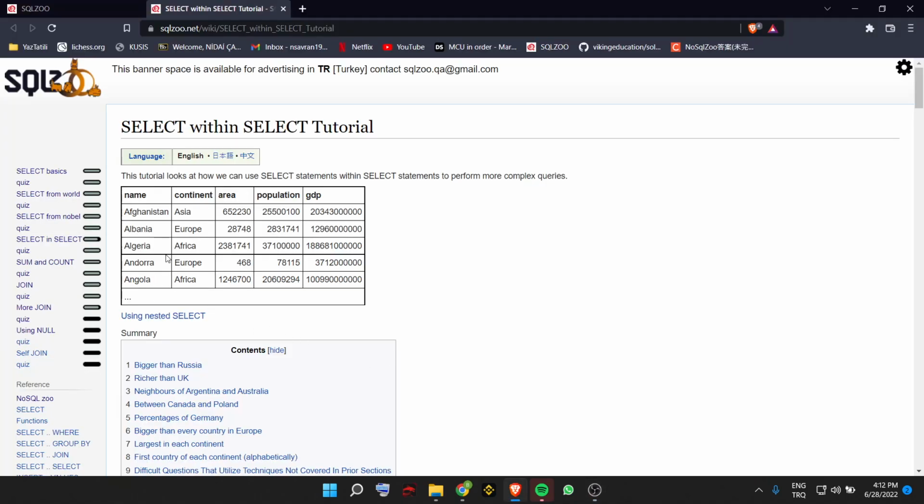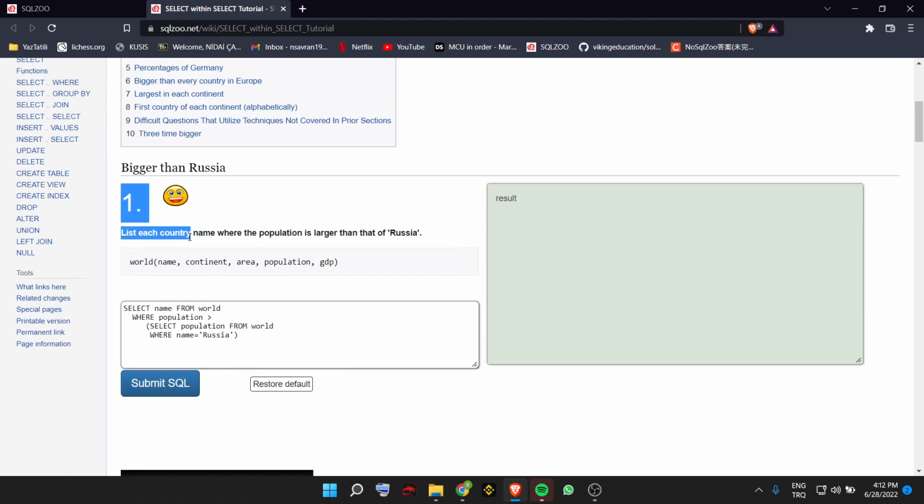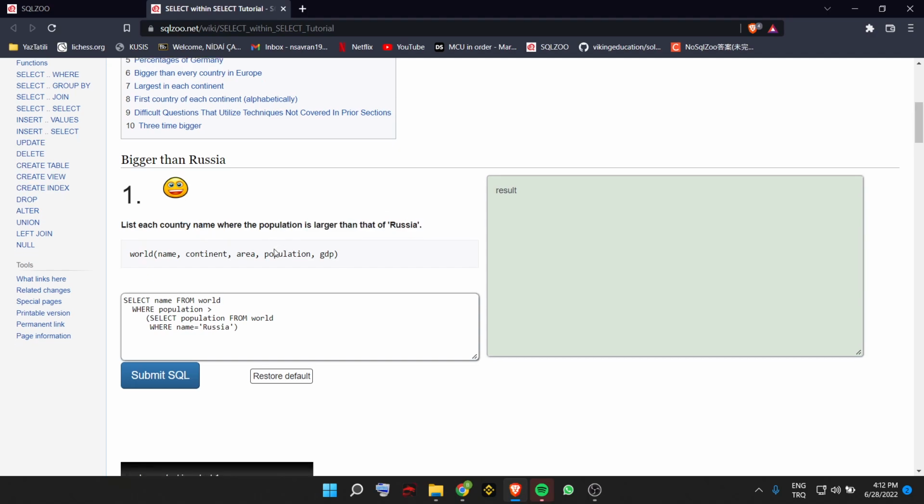Hello everyone, so we are going to do the select tutorial in SQLZOO. Let's start. List each country name where the population is larger than that of Russia.